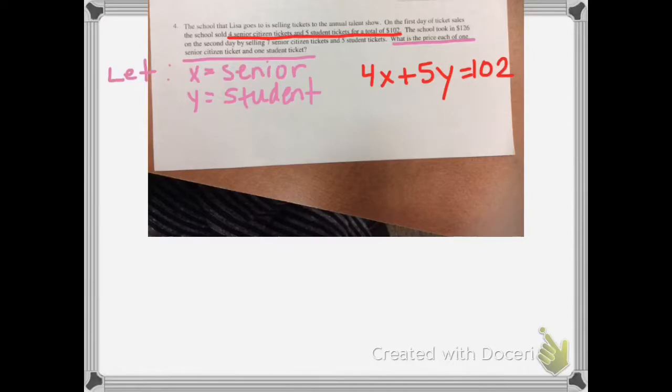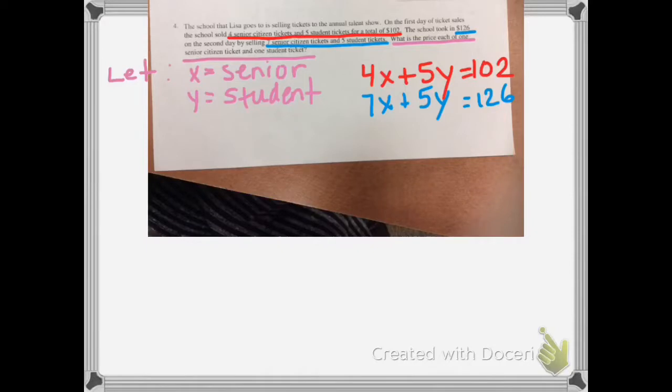Okay, continuing. They took in $126 on the second day by selling 7 senior and 5 student. So that's going to be another equation. We want to make sure we're lining things up. So I know it says 126 first, but we want to line that up with what we had already chosen on our other problem. We've got 7 senior, those are the X's, and 5 student. Okay, and we have an elimination problem here because neither of these equations are X equals or Y equals.